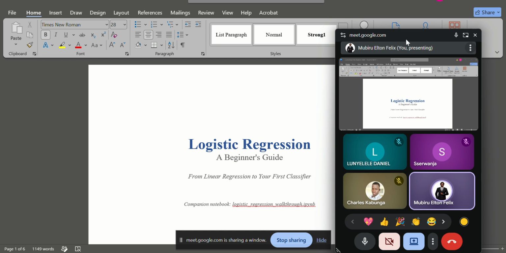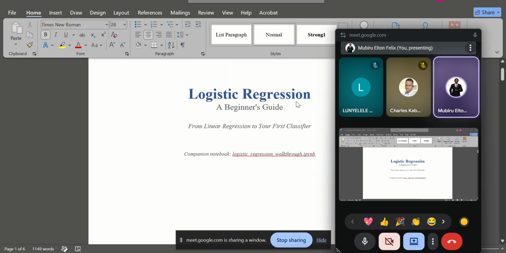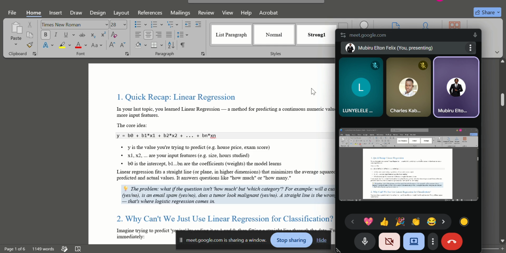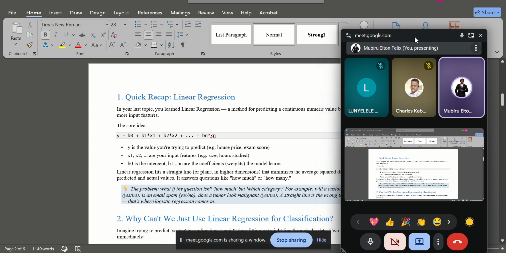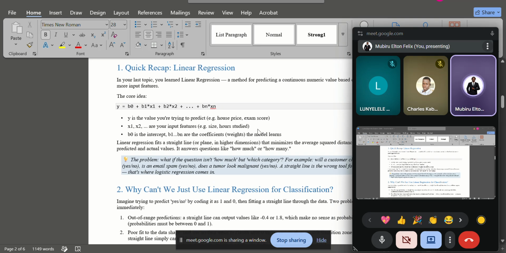So in cases such as binary classification, we need probabilities such that we are able to cap them and say, if this, then this, right? So for today, we're going to look at logistic regression, and it helps us to solve that problem. Like I said, linear regression was just a method of predicting a continuous numeric value based on one or more input features.